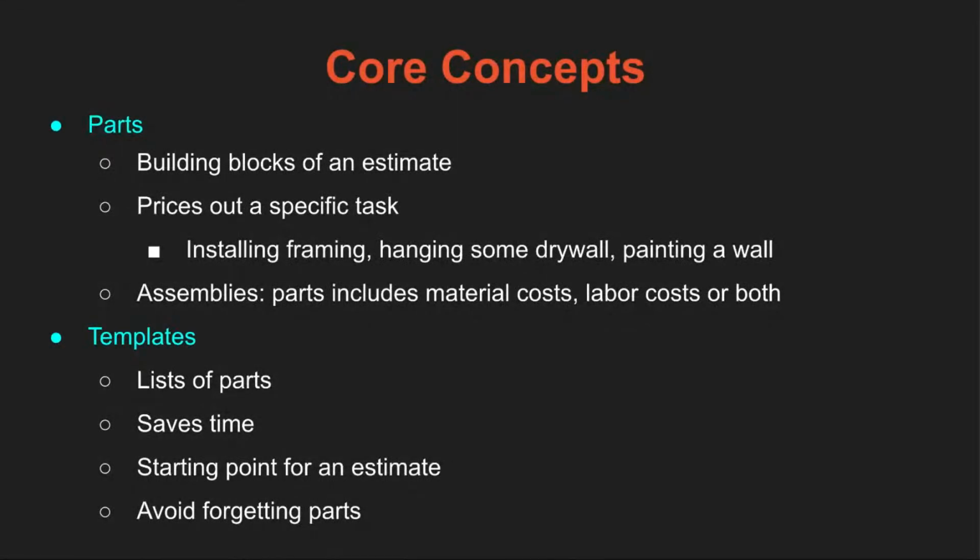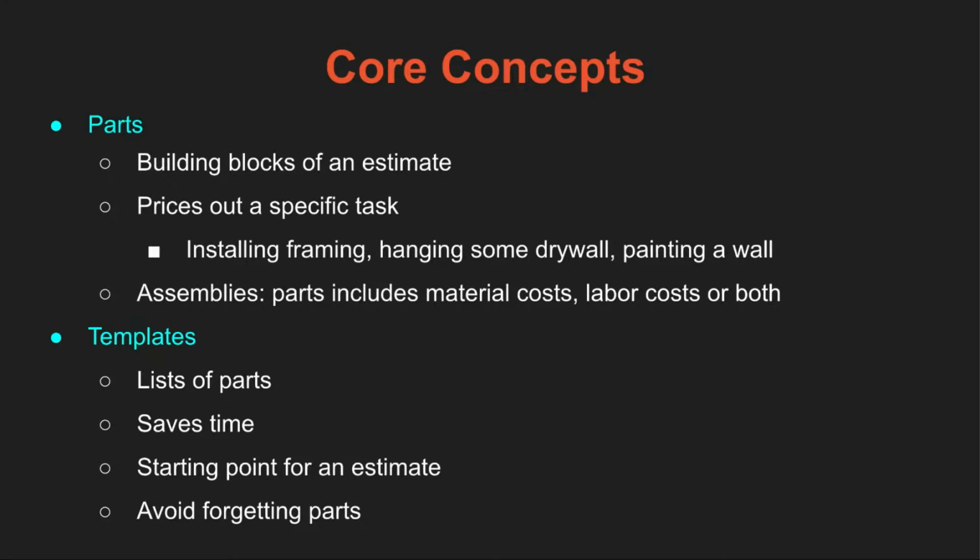Now, parts are line items. They're the building blocks of your estimate. They price out a specific task, like installing some framing, hanging drywall, maybe painting a wall. Really, any individual task that needs to get priced out in your project can be thought of as a part. And we offer a library of around 13,000 or so parts that you can use to build up your estimate.